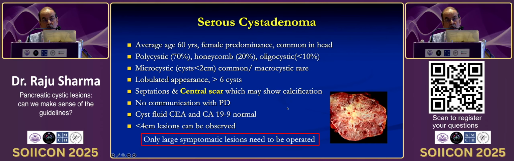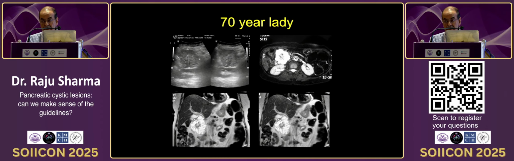Of these, there is no real malignant potential, and therefore lesions smaller than 4 centimeters in size can be just kept on surveillance. It is the larger lesions which produce symptoms that need to be operated upon. But remember, the serous cystic tumor does not have malignant potential. This is almost the textbook appearance of this lesion.